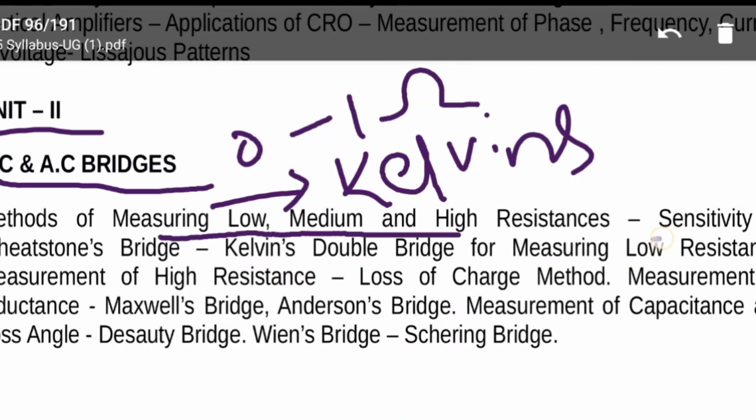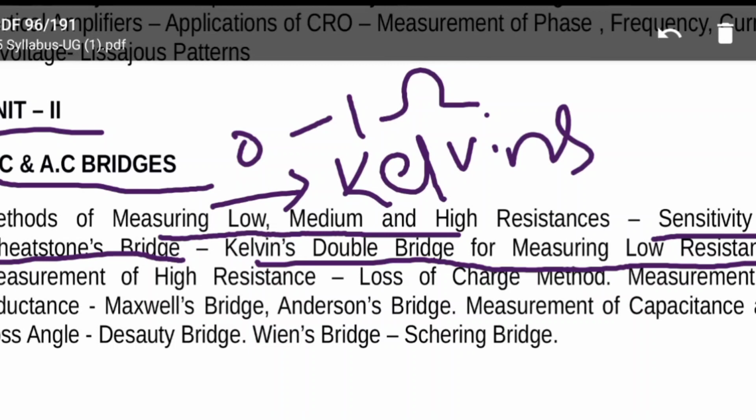And a 10 marks question may come from sensitivity of Wheatstone bridge. It is very important. Sensitivity of Wheatstone bridge or Kelvin's double bridge, measurement of low resistance. These 2 topics only you can expect for 10 marks. What is the bridge sensitivity? For a small change in resistance, delta R by R is the small change in resistance, how the bridge operates. That is the sensitivity of Wheatstone bridge.